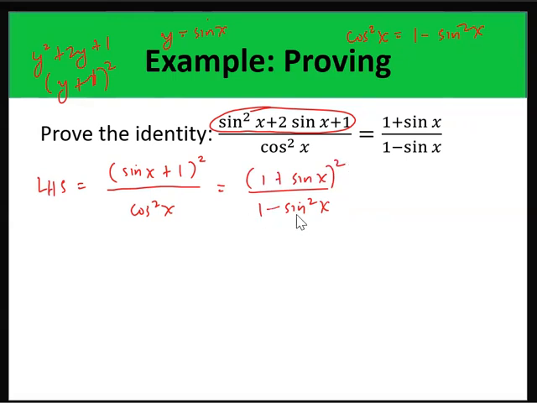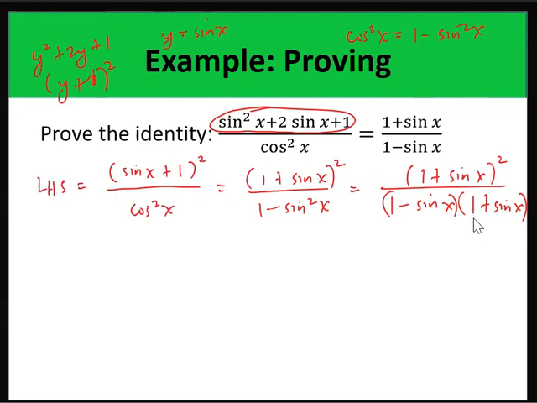Now, the 1 minus sine square x is a difference of two squares. And it can be factored as 1 minus sine x times 1 plus sine x. And in the numerator, that's going to be 1 plus sine x quantity squared. It's still the same. So the 1 plus sine x will cancel out with one of the 1 plus sine x in the quantity squared. So thus we get 1 plus sine x over 1 minus sine x, which is our right-hand side.